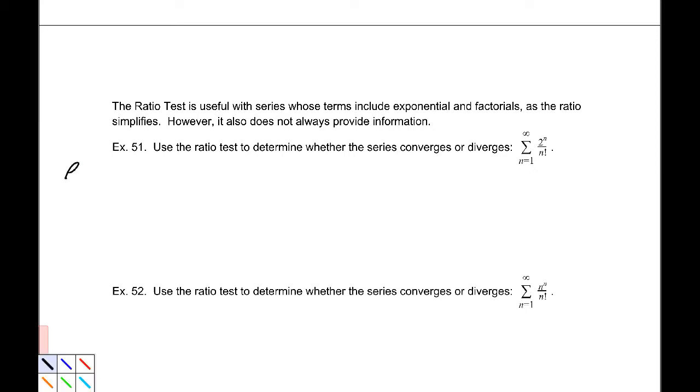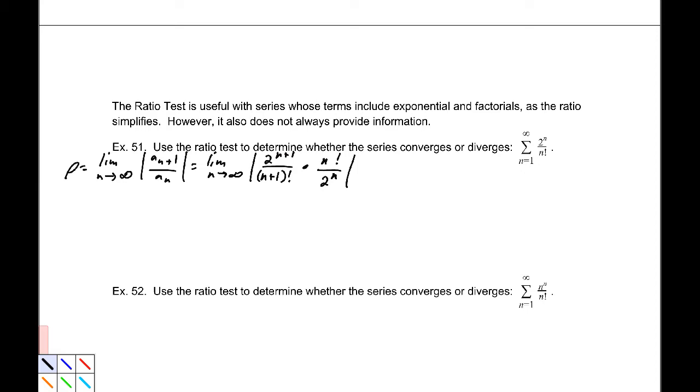So rho equals the limit as n goes to infinity of a sub n plus 1 over a sub n. Well, the n plus 1th term here is going to be 2 to the n plus 1 over n plus 1 factorial. And I'm going to go ahead and multiply and take the reciprocal of the a sub n term rather than dividing by a fraction. I don't want a complex fraction. This is going to be n factorial divided by 2 to the n.